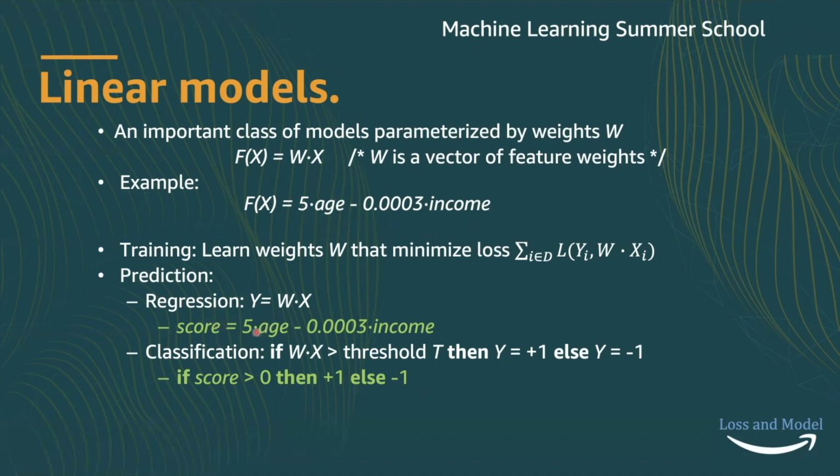In regression, you would simply use the score coming out of this equation, but in classification, you will have to apply a classification rule on top of that score. For example, thresholding. You can do something like, if the score is above 0, I'm going to call it class 1. Otherwise, it's class -1. So the point here is that in linear models, your f of x is linear. That's the key.